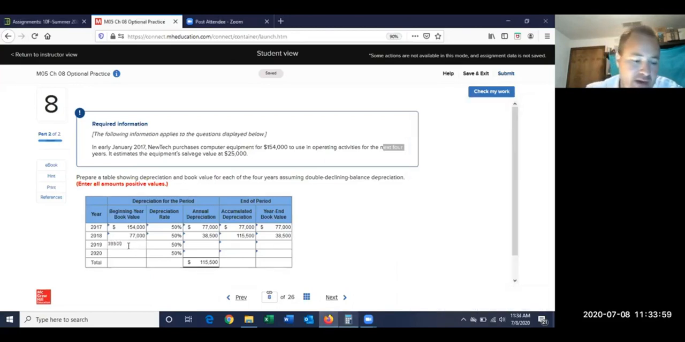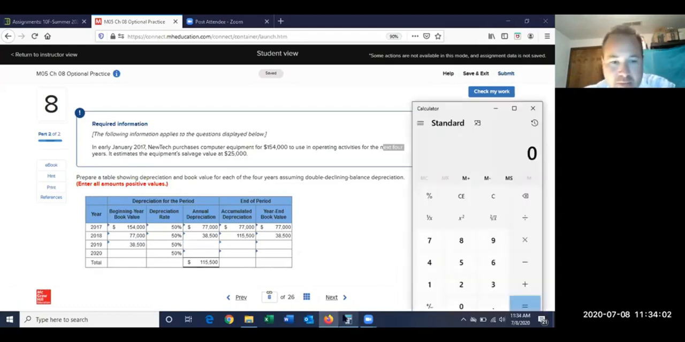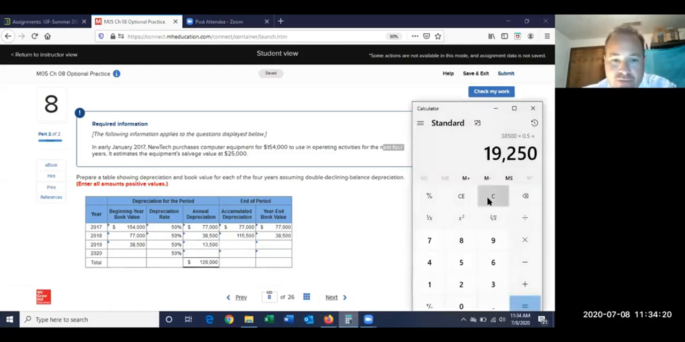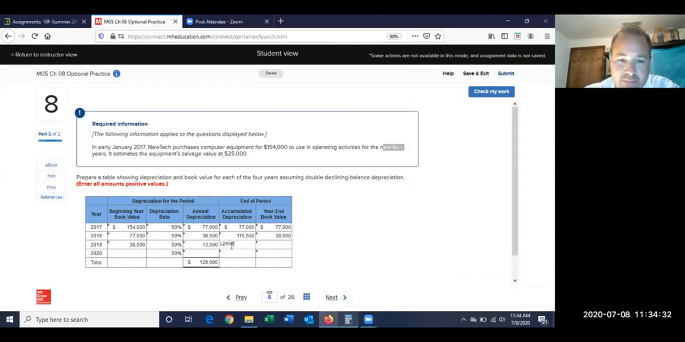If I put in 38.5 here, and then I multiply 38.5 times 50%, it's more than the 13.5 that I'm allowed. So this annual depreciation has to stop at 13.5. That brings my accumulated depreciation, started at 115.5, and then add in the 13.5 from this year. So I'm at 129.